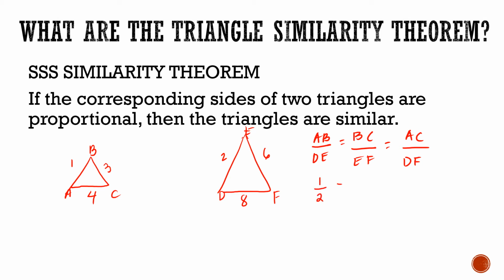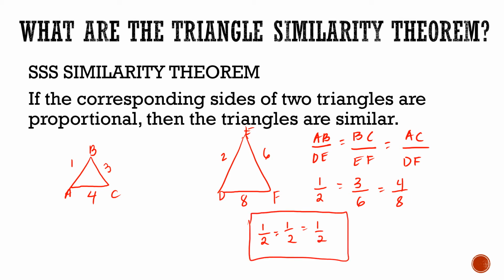Now, let's substitute the given values. We have 1/2 is equal to 3 over 6 is equal to 4 over 8. Now, obviously, 1/2 cannot be simplified, so we will just simply write 1/2. That is equal to 3 over 6, so the lowest term of 3 over 6 is 1/2, is equal to 4 over 8. The lowest term of 4 over 8 is 1/2. As you notice, the given fractions become equal, therefore they are proportional. In conclusion, the two given triangles are similar by the use of the SSS similarity theorem.